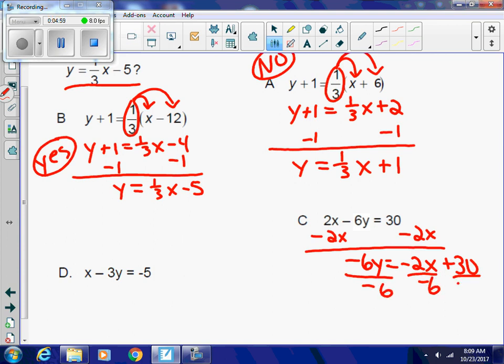So this says y equals... Negative divided by a negative here is going to be a positive, and I can also simplify that to a positive 1/3 x, and that's minus 5. Positive divided by a negative is a negative, and so that one is a yes.